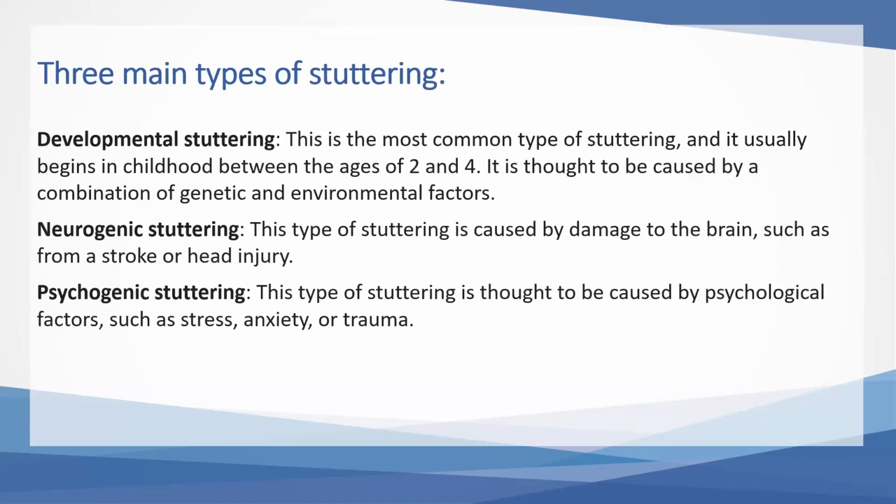So there's 3 main types of stuttering. The first one, which is the one we're going to be primarily talking about, is developmental stuttering. And this is the most common type. It usually begins around 2 to 4 years of age and is caused by a combination of genetic and environmental factors. Neurogenic stuttering is a type of stuttering that is caused by damage to the brain, such as from a stroke or head injury. Psychogenic stuttering is thought to be caused by more of a psychological factor, such as stress, anxiety, or trauma.